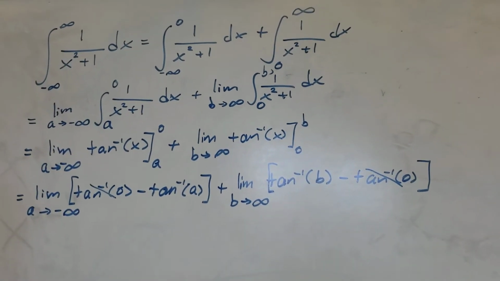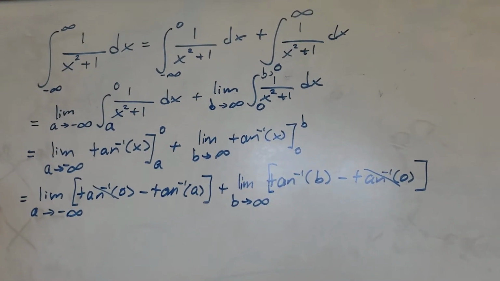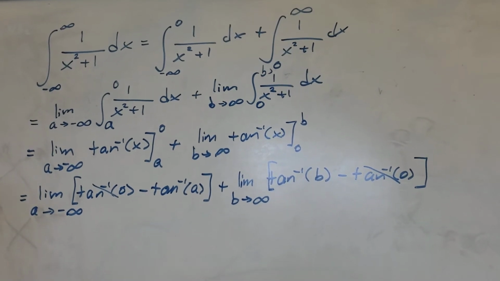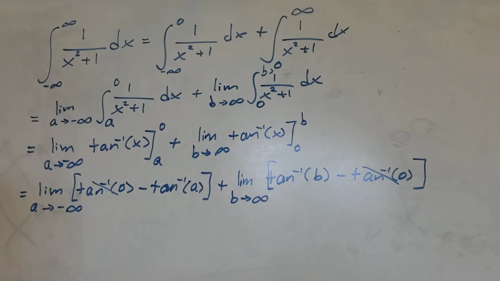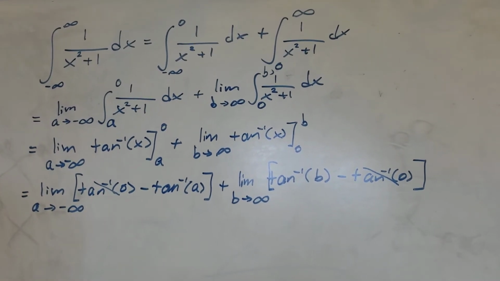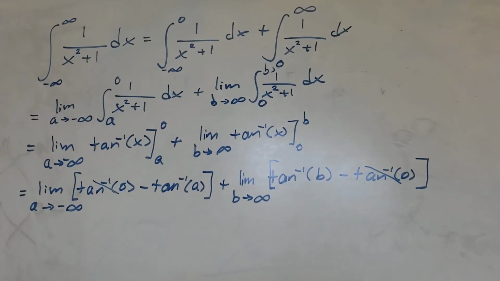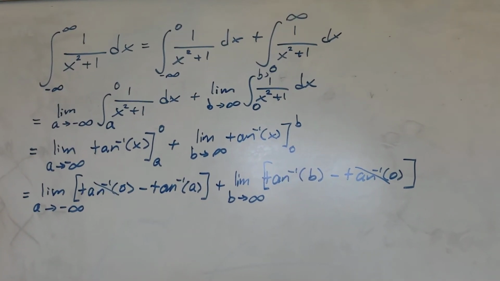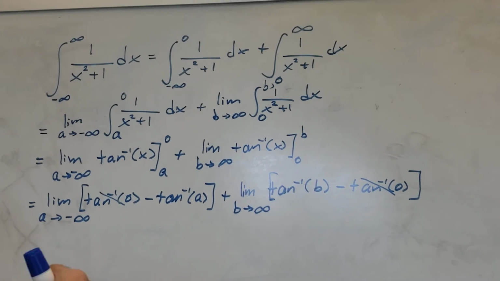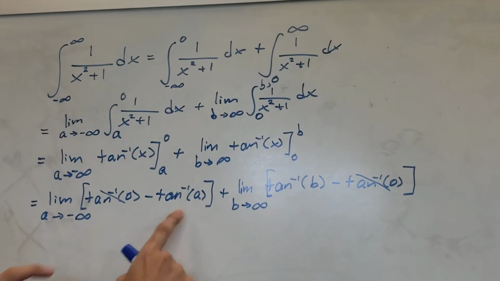The reason why is because the inverse tangent function is basically asking you, tangent of what gives you 0, right? And obviously we know that tangent of 0 gives you 0, so that means that the inverse tangent of 0 gives you 0. So with that being said, now we have this guy right here. We have to figure out what is inverse tangent of a when a goes to negative infinity.